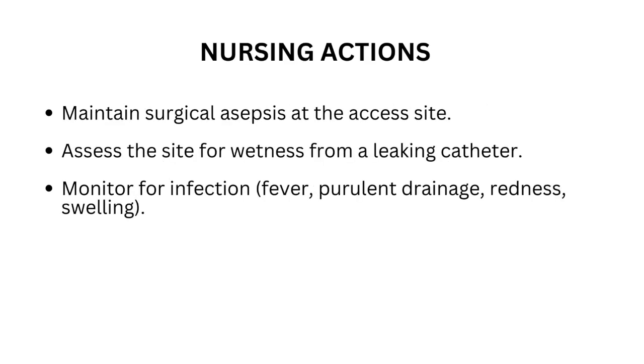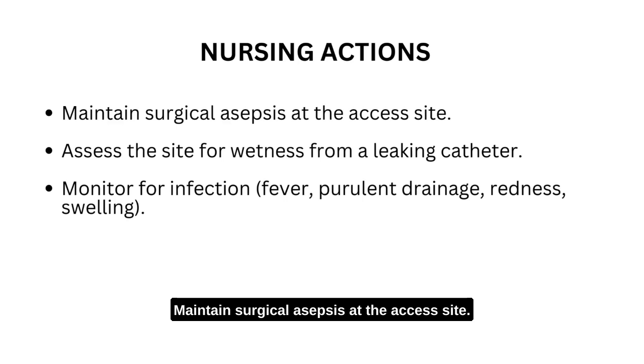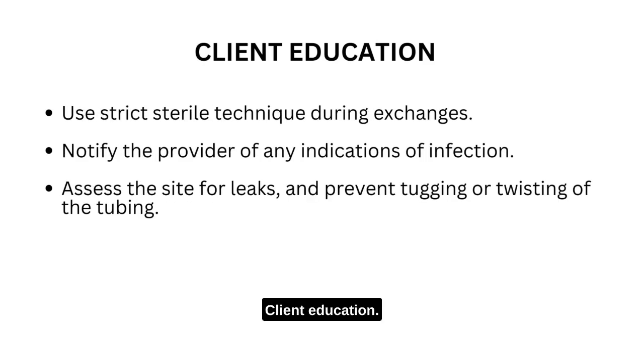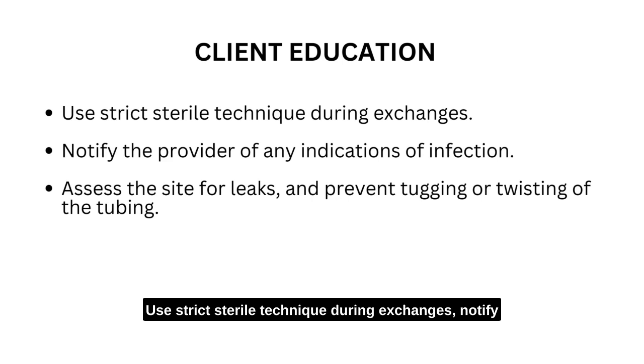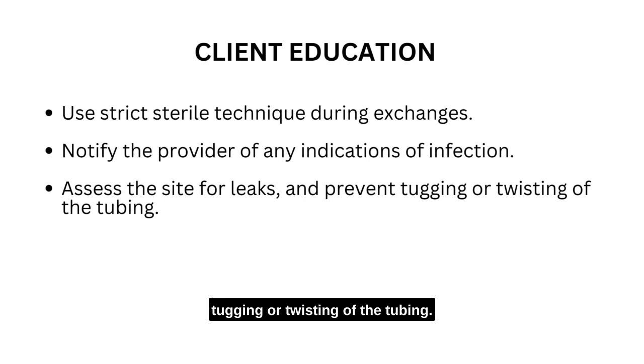Nursing actions. Maintain surgical asepsis at the access site. Assess the site for wetness from a leaking catheter. Monitor for infection, fever, purulent drainage, redness, and swelling. Client education. Use strict sterile technique during exchanges. Notify the provider of any indications of infection. Assess the site for leaks, and prevent tugging or twisting of the tubing.